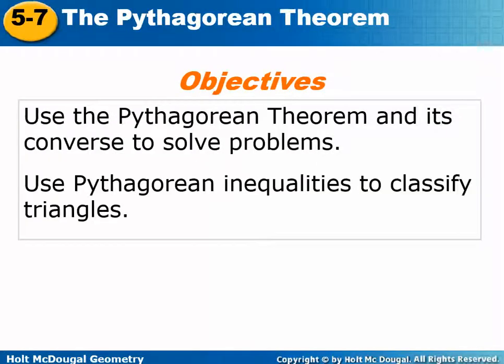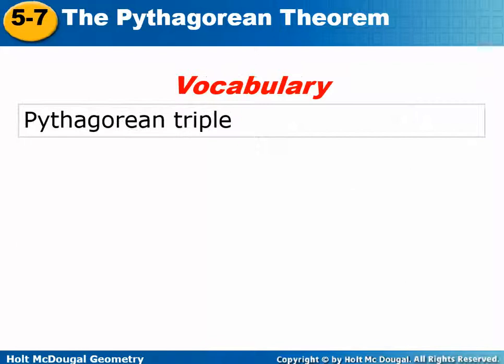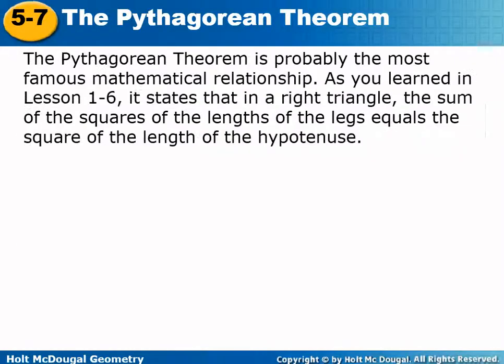Alright, use the Pythagorean theorem and its converse to solve problems. That's what we're going to do today. And also use Pythagorean inequalities to figure out if we have an acute, obtuse, or a right triangle. It's like a variation of the Pythagorean theorem, which you probably remember from years past. And Pythagorean triple is our only vocab word for today.